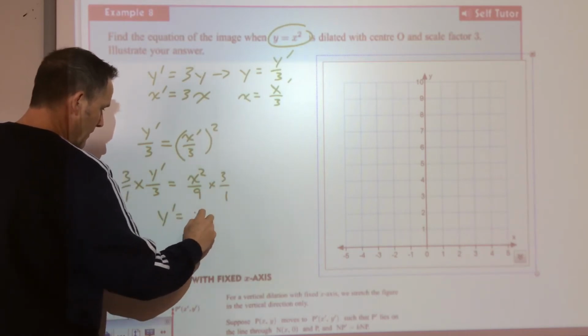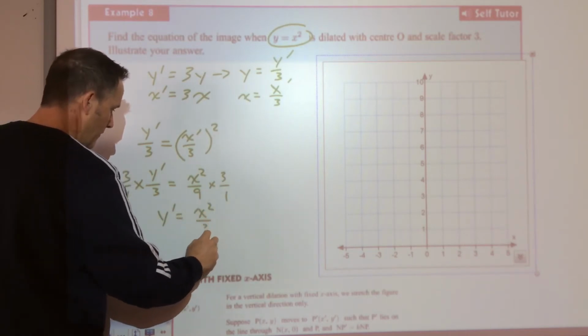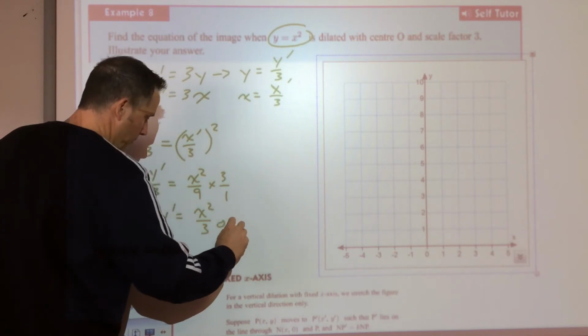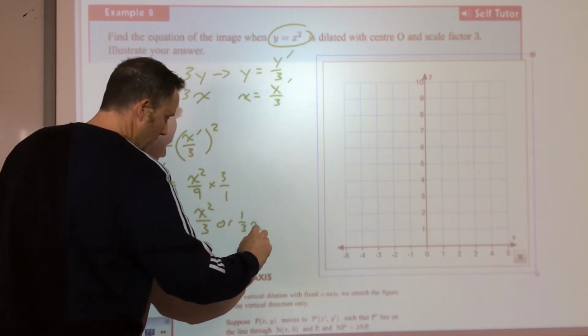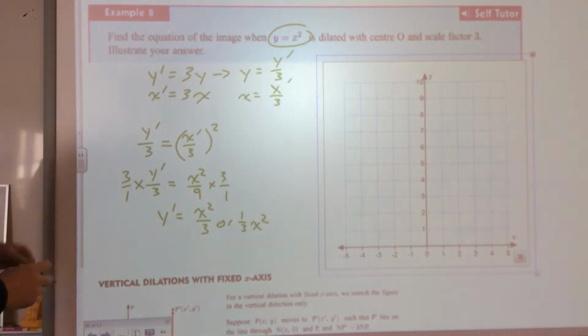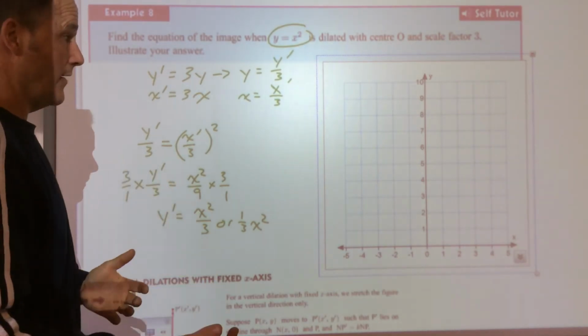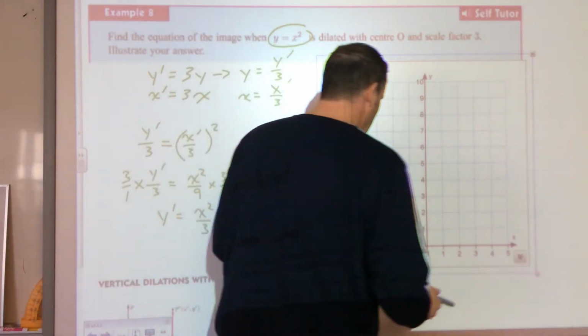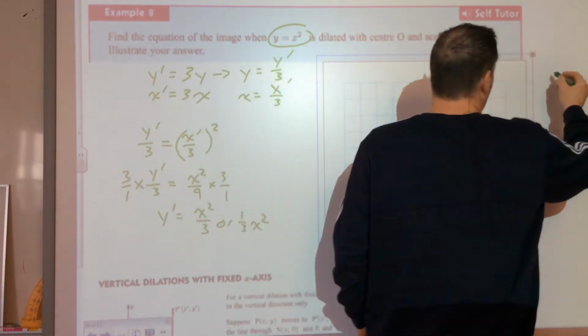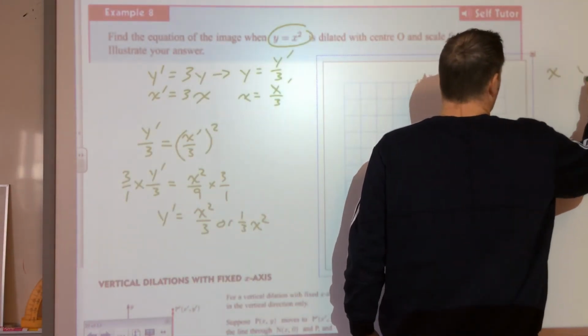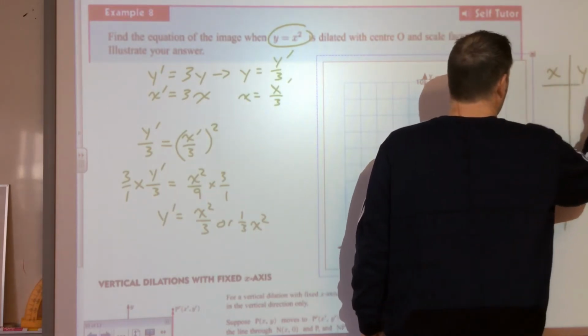And that leaves me with x squared over 3, or, if you prefer, 1/3 x squared. Now, we haven't really graphed a lot of parabolas yet. We're going to be getting into that. I'll give you a quick rundown of what y equals x squared would look like.